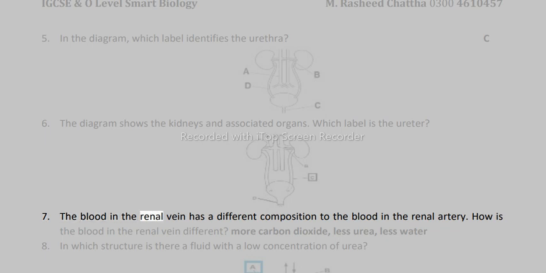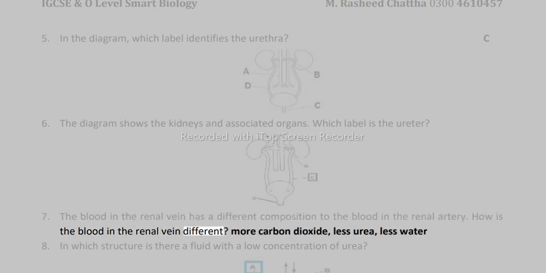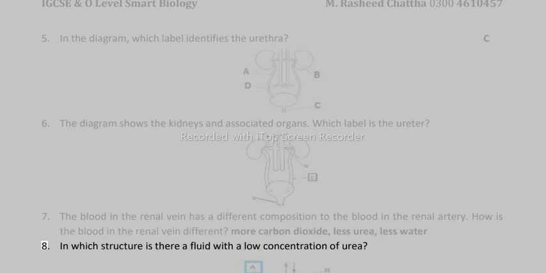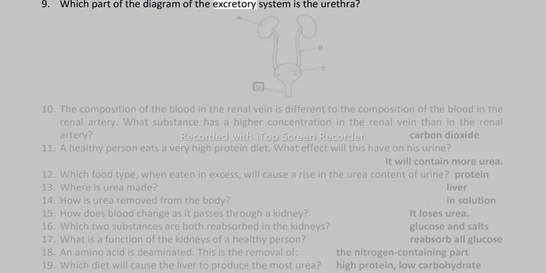7. The blood in the renal vein has a different composition to the blood in the renal artery. How is the blood in the renal vein different? More carbon dioxide, less urea, less water. 8. In which structure is there a fluid with a low concentration of urea? 9. Which part of the diagram of the excretory system is the urethra?